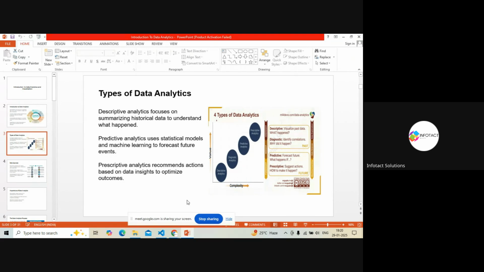Then the last one is prescriptive analytics. Prescriptive analytics provides recommendations on the best courses of action based on predictive insights, and it uses optimization algorithms and AI to suggest decision making strategies. Okay, cool.